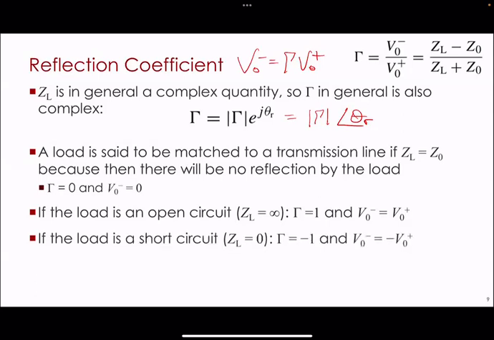The magnitude of minus 1 is 1. Magnitude is like absolute value. So the magnitude of V0 minus is equal to the magnitude of V0 plus, but there's a phase shift. The minus sign is like a theta r of 180 degrees. So the amount that gets reflected is the same, there's just a phase shift.